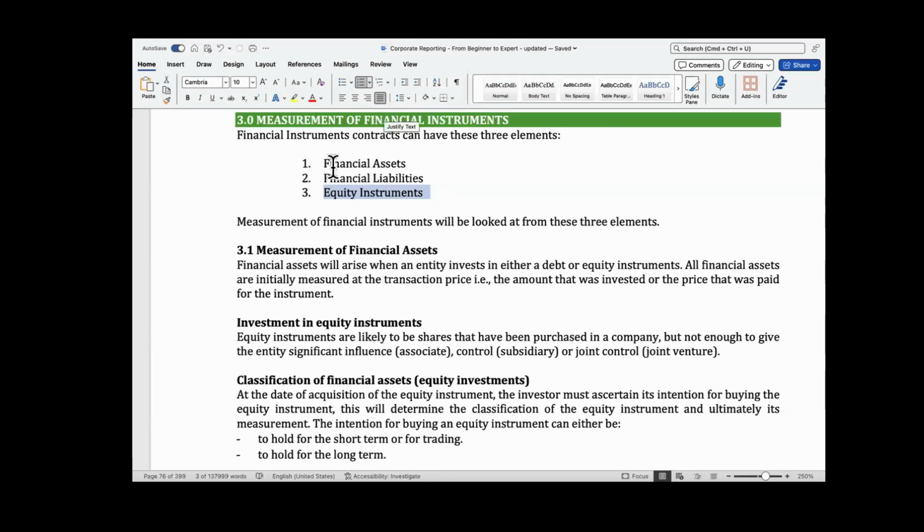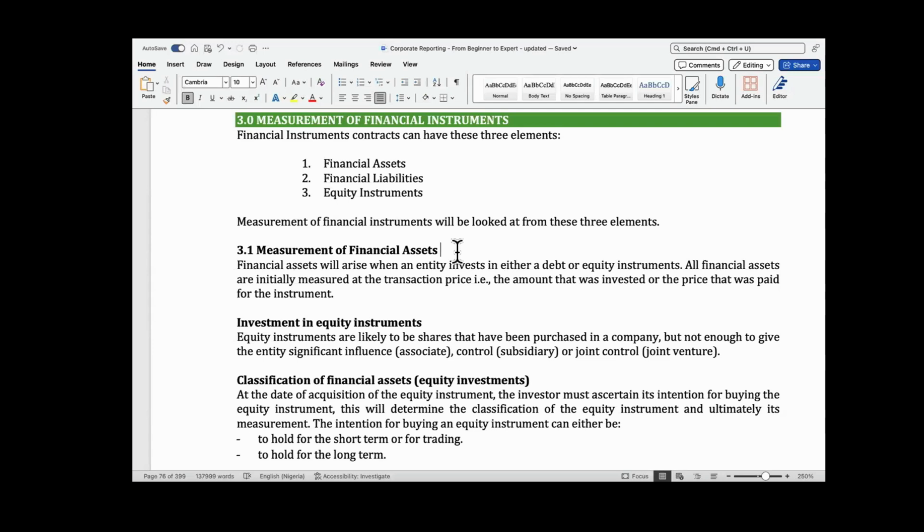Now, the major thing is financial assets and financial liabilities. How do you measure financial assets? Don't forget that financial assets, I told you, are three items. One is cash, and you'll find that in this note. How do you measure cash? Your cash is your cash. It's what you have. That's the amount you put down in your books. So no issue with that.